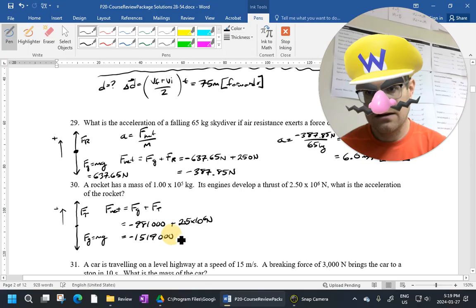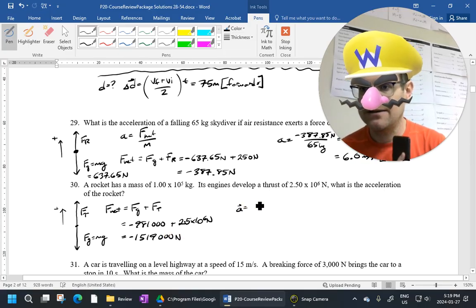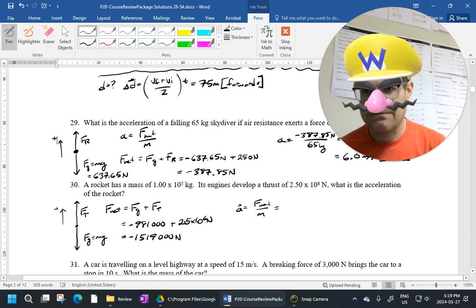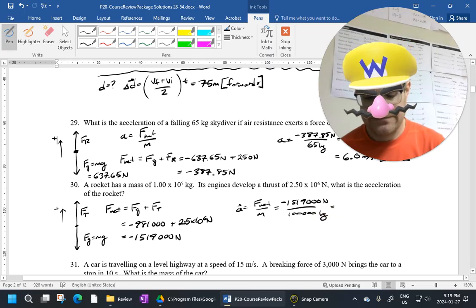1.519 million newtons. Okay. Then again, I'll just go back to my F net, or my A is equal to F net over M. So I'm going to take this number and divide it by 100,000. I should show my work. I'm just going to do it anyway. Might as well, if I'm here, I might as well do it. So I divide by 100,000 kilograms.